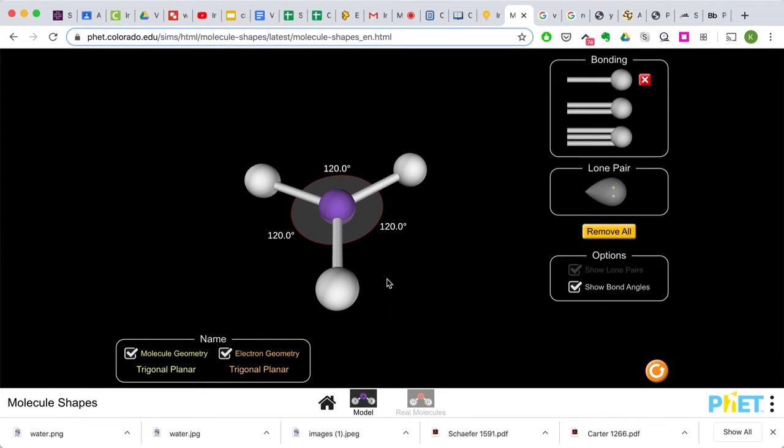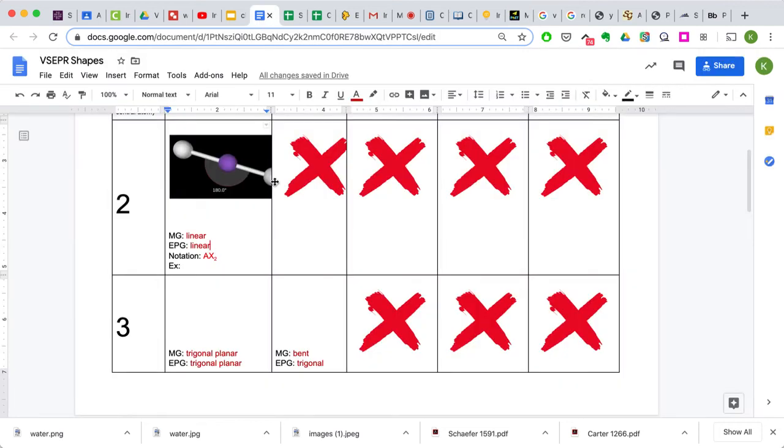So what you're going to do is take a screenshot of this. You're going to go back to the handout, and you're going to write trigonal planar and trigonal planar. Again, they are the same because there are 3 groups surrounding and they're all bonded. So the molecular geometry and the electron pair geometry are trigonal planar. So you would go back, insert your screenshot here, trigonal planar, trigonal planar.